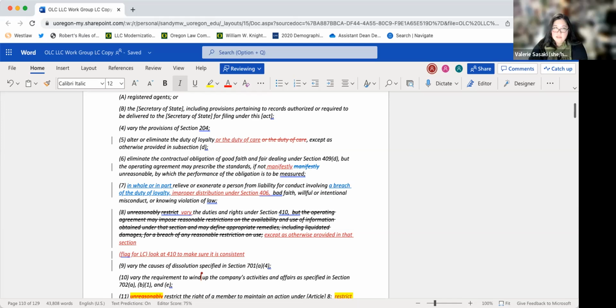Okay, so I guess then we should probably take a poll on how the group feels about this, since I think this has come down to a philosophical difference. I'm going to stop the share for a sec.